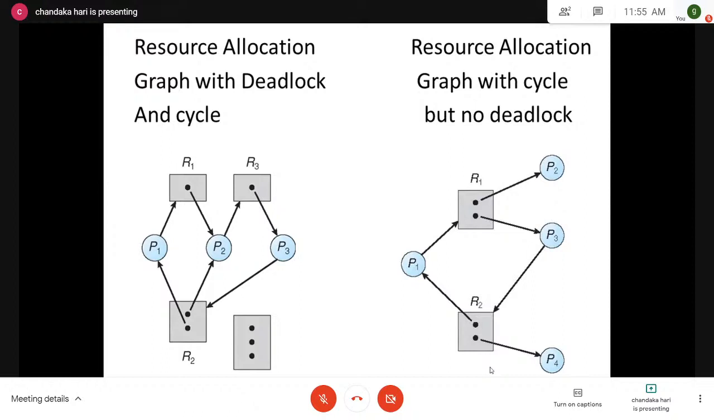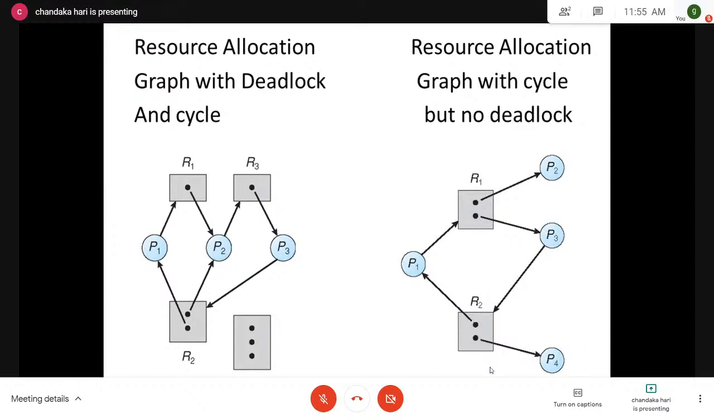Now, how can you explain this? Why did this happen? In the sense, there are multiple instances of resources. Suppose your computer has a single instance of each resource type, then cycle leads to deadlock. Deadlock implies cycle. So both are satisfied. That is, cycle leads to deadlock and deadlock leads to cycle. But in case your computer system has multiple instances of each resource type, cycle may not lead to a deadlock, but deadlock leads to a cycle.